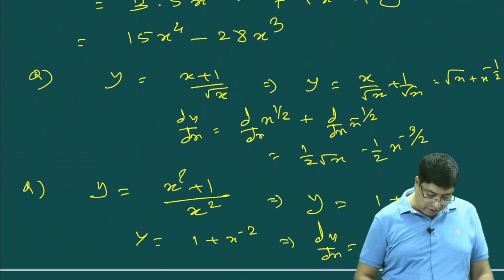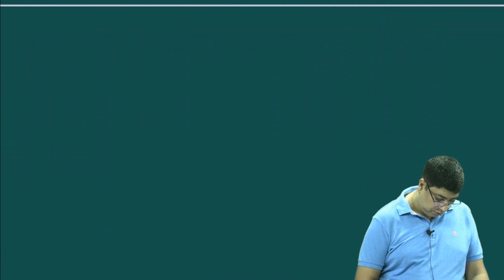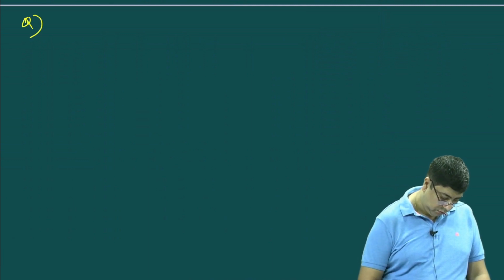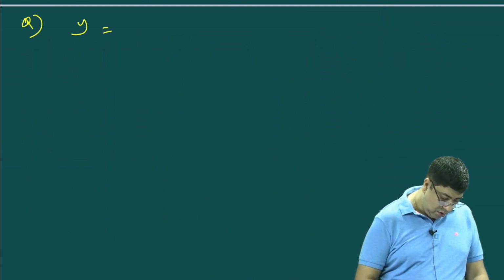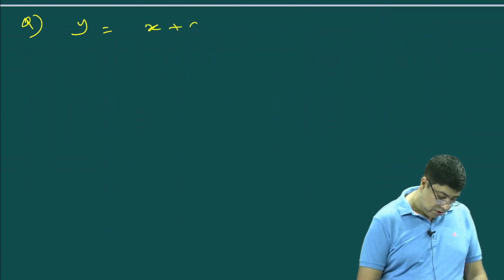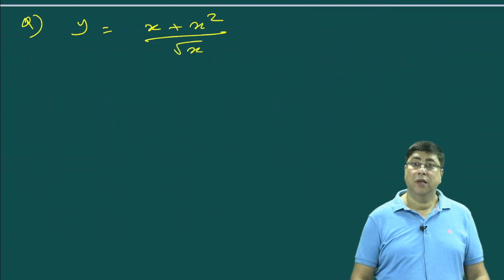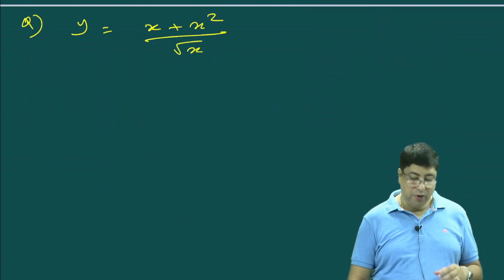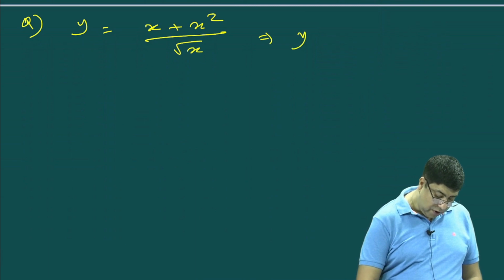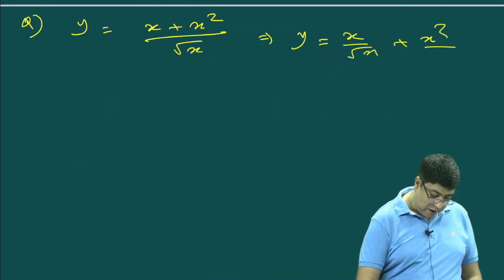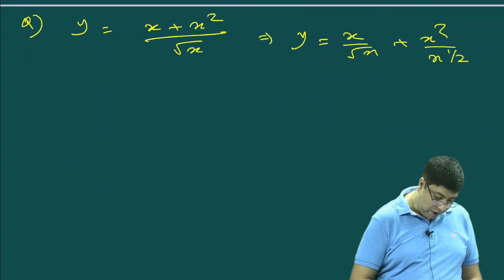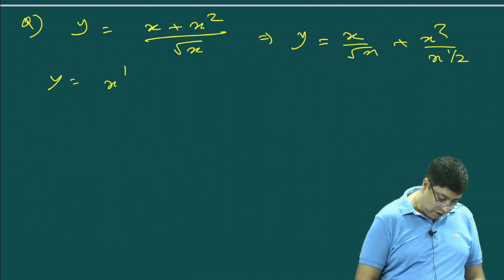Now let's go to the next sum. Y equal to, suppose, x plus x square by root x. One more example so that the concept becomes clear for you. So first of all, let us separate: x by root x plus x square. Let us apply the indices, x to the power half. So y equal to x to the power half plus x to the power 3 by 2.